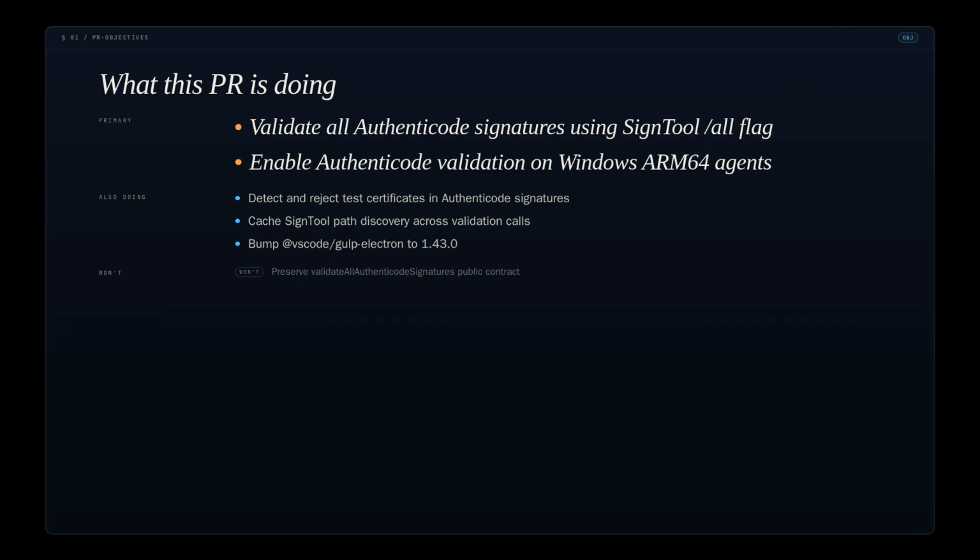Along the way, we're also detecting test certificates, caching the SignTool path for performance, and bumping a build dependency. And we're preserving the public API contract so downstream test code doesn't break.